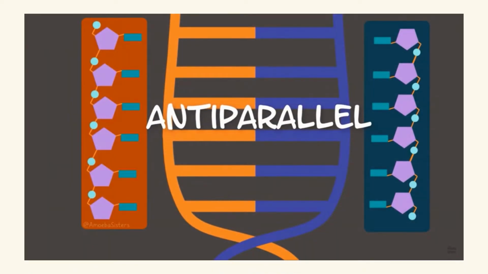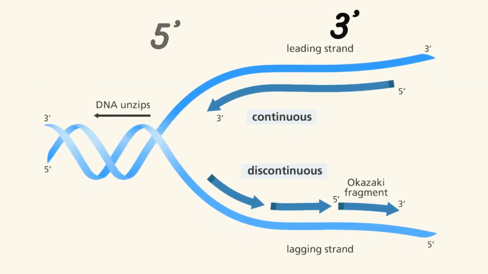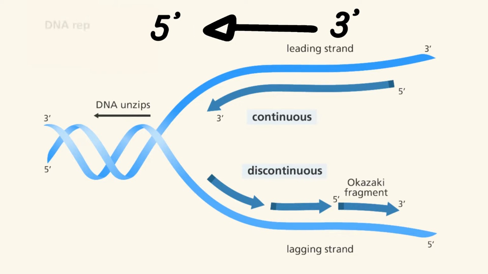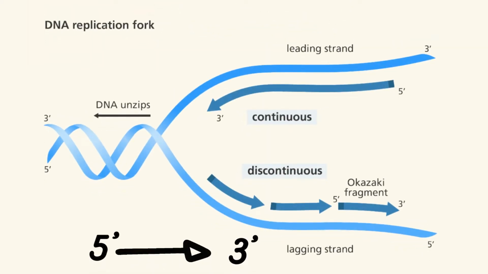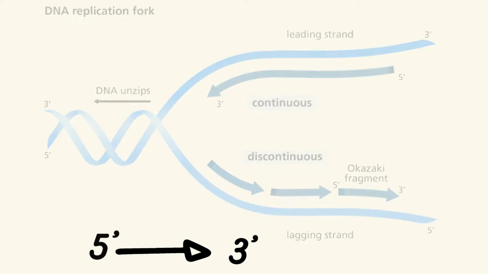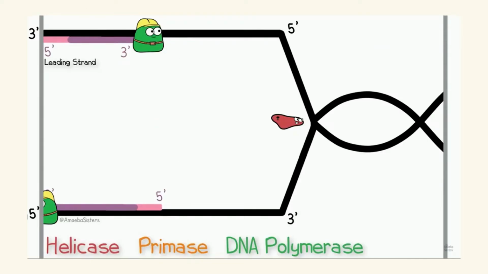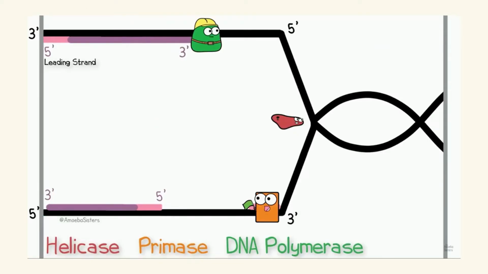The DNA strands are anti-parallel. One of the strands is oriented in a 3' to 5' direction. This is the leading strand. The other strand is oriented in a 5' to 3' direction. This is the lagging strand. As a result of their different orientations, the two strands are replicated differently.